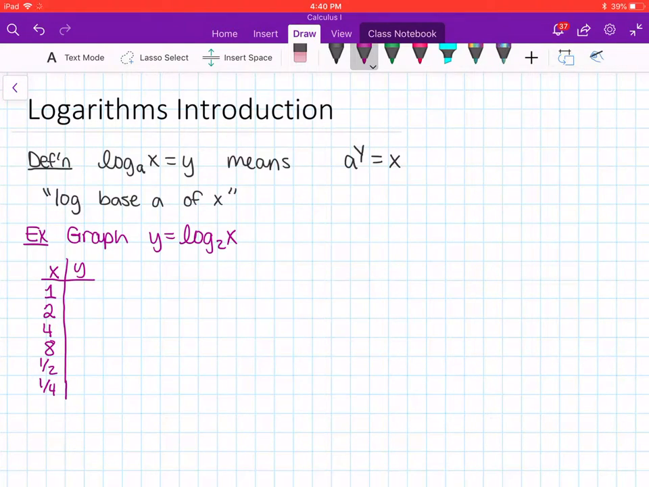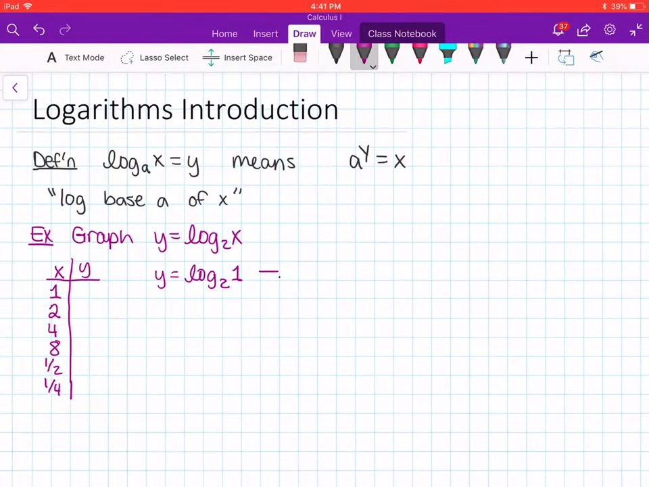So then we need to figure out what our y values are. So remember, we got y equals log base 2 of, the first one's 1, and so we have to apply the definition, and we get 2 to the y equals 1. So what is y in this case? Well, we get y equals 0.